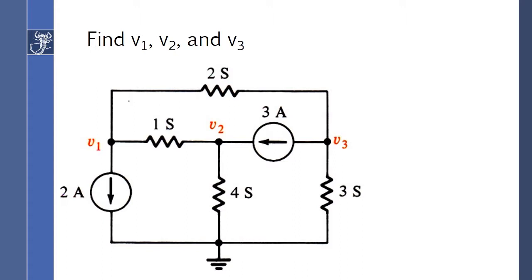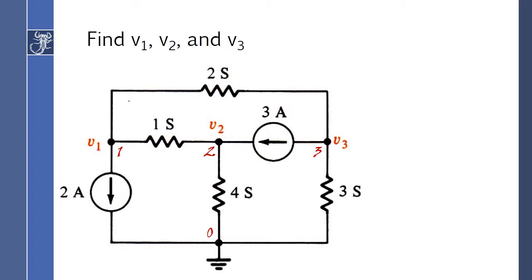In this circuit, we are asked to find voltages V1, V2, and V3. As you can see, we have 4 conductances and 2 current sources. So let's describe this circuit. Let's call the nodes 1, 2, 3, and for the ground, 0. Now let's name the elements.